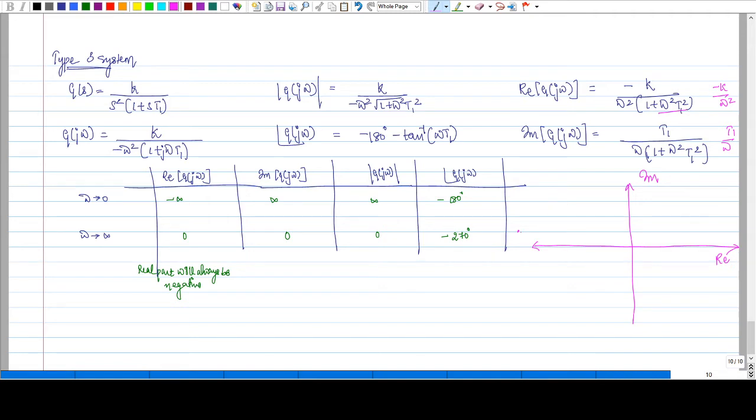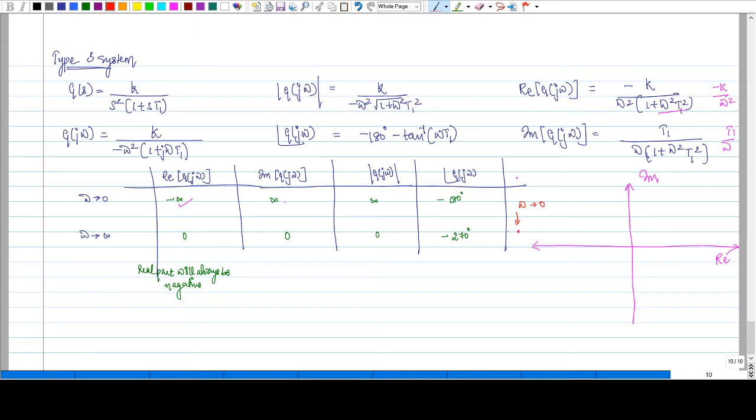That is the reason why, when both the real and imaginary parts are infinity, we take a point nearer to the real axis. It is not at 45 degrees. It is somewhere nearer to the real axis because this infinity is larger compared to this infinity. So here it starts; this is your starting point, where ω tends to 0.